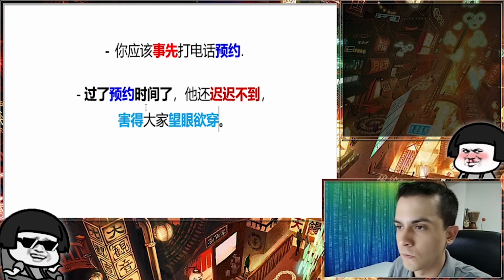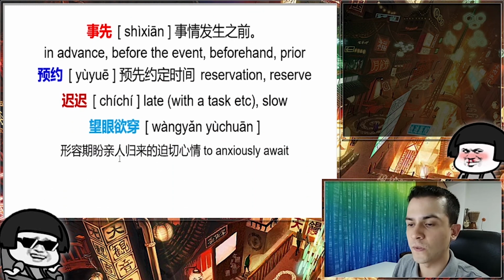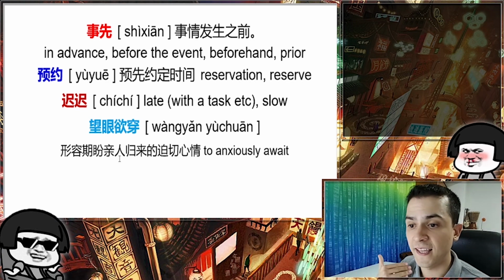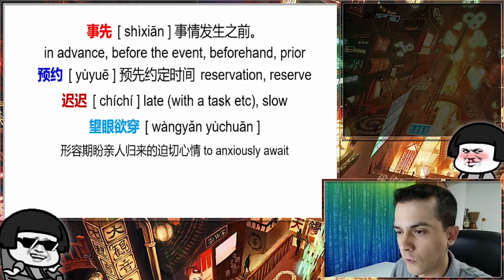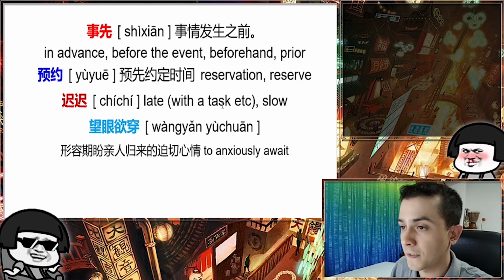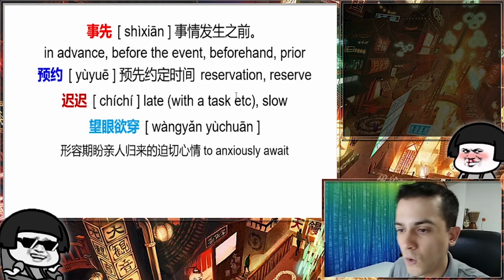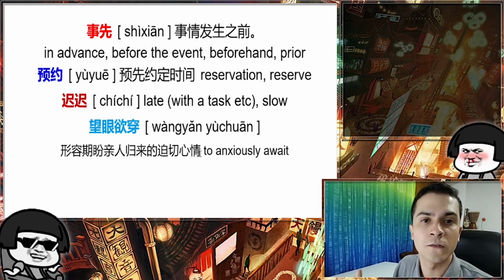Let's go back to the new vocabulary and let's check it out once again. So we have 事先, to do something in advance. 预约, to make an appointment, a reservation. 迟迟, to be late, or slow. It depends on the context. And finally, our 成语. So we have 望眼欲穿, which means to anxiously await someone.